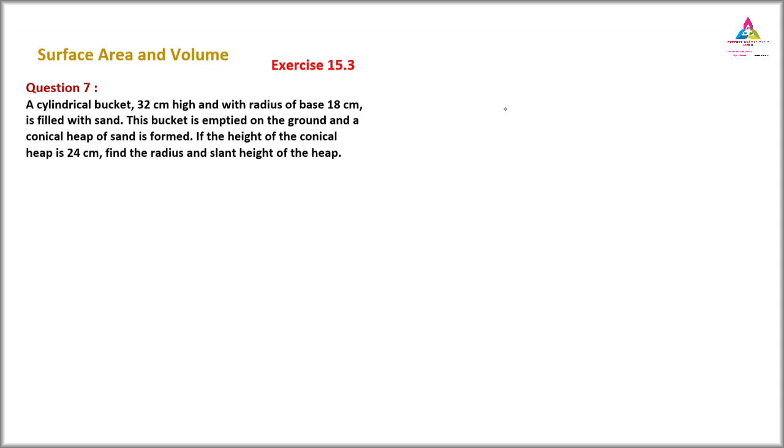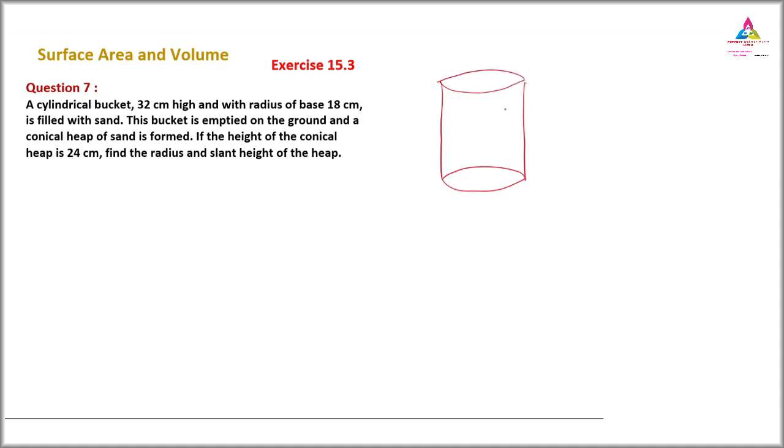If you see it clearly, they have given a cylindrical bucket, so we will draw a cylindrical bucket like this. You already know the cylindrical shape, and it is filled with sand. Inside it is filled with sand, and then the sand in this cylindrical bucket is emptied, meaning it is poured on the ground.